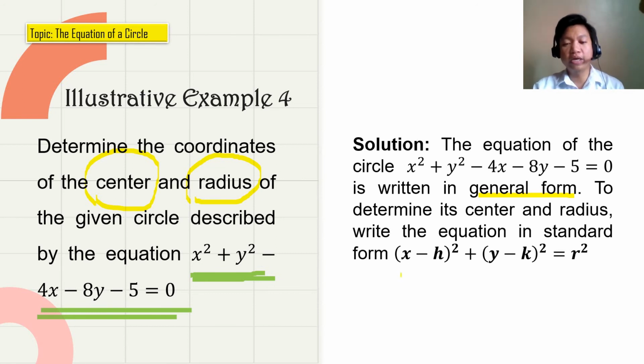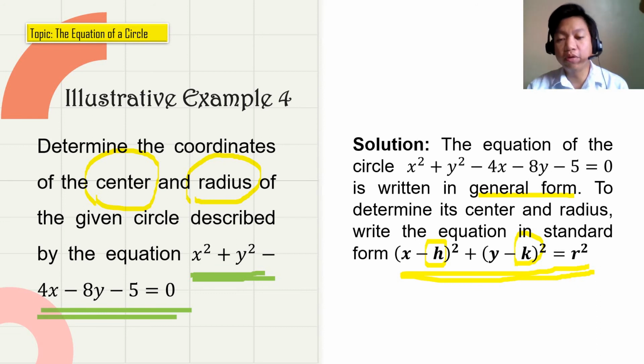So, babalik tayo ulit kay standard form. Kailangan maibalik natin siya sa standard form. Bakit? Kasi mas madali nating ma-identify yung coordinates ng center at saka ng radius kapag naka-standard form. Kasi kung naka-standard form siya, yung kapartner ng x, yun yung h, at yung kapartner ng y, yun yung k, at yun yung magre-represent sa coordinates ng center. At yung r mo dito sa r squared, siya yun na yung radius.